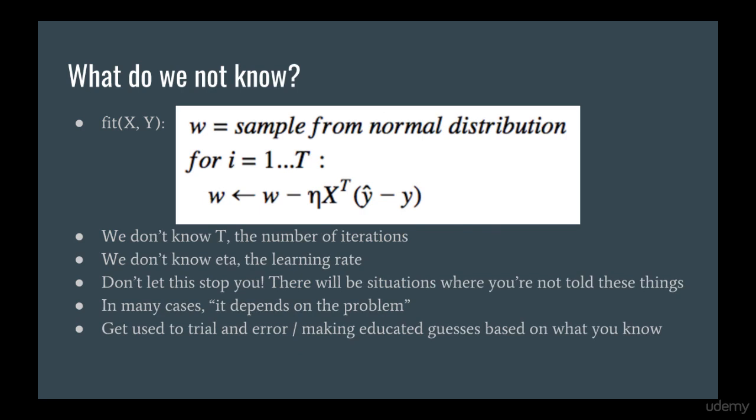Here is what you don't know. You don't know t, the number of times the loop is supposed to run. You don't know eta, the learning rate. This is completely fine. You can't let this lack of knowledge stop you in your tracks. The truth of the matter is, there are going to be situations where you're not told the exact numbers to plug in. In many cases, the answer is going to be, it depends on the problem. The important thing is, you have to get used to the idea of trial and error, and you have to make educated guesses based on what you already know.